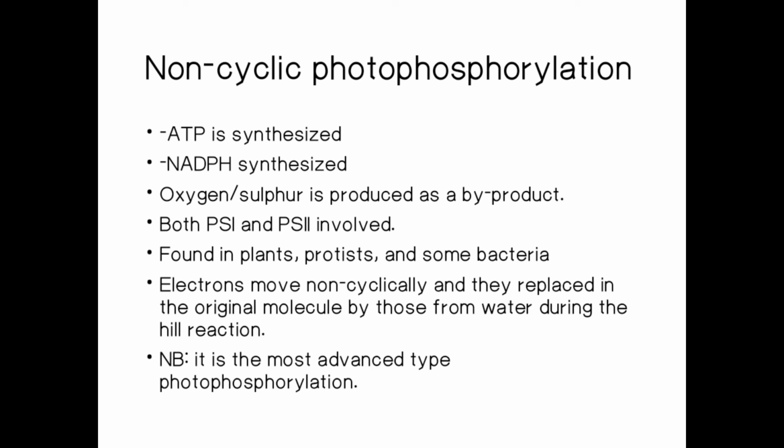Now we go to the non-cyclic photophosphorylation. What should we know about this? We know that this one is actually found in advanced organisms, and ATP is synthesized. Even NADPH is also synthesized. There is production of oxygen or sulfur as a byproduct, because we shall see how this oxygen and sulfur come about. But just know that wherever we have NADPH, either oxygen or sulfur was produced as a byproduct. It involves both photosystems, photosystem 1 and photosystem 2. It is found in plants, protists, and some bacteria.